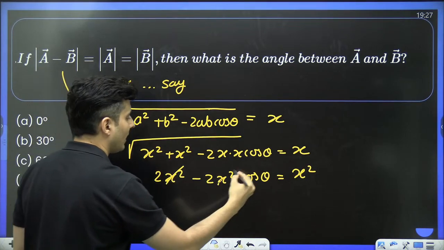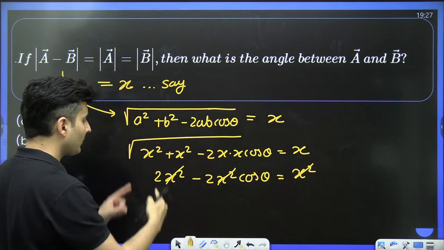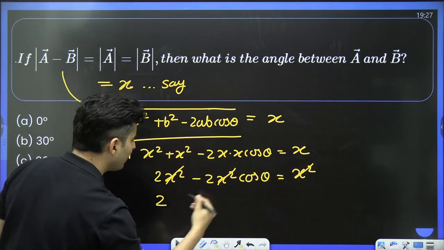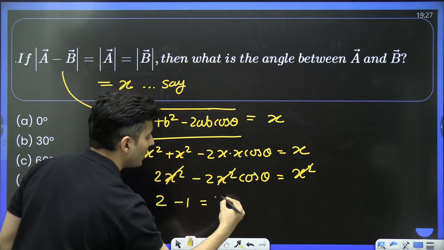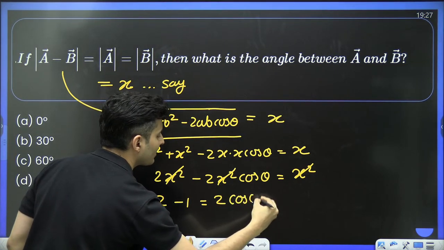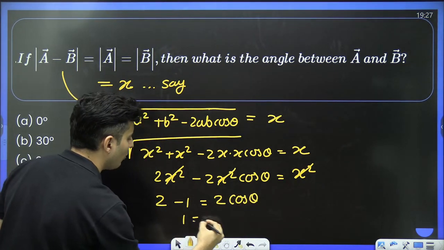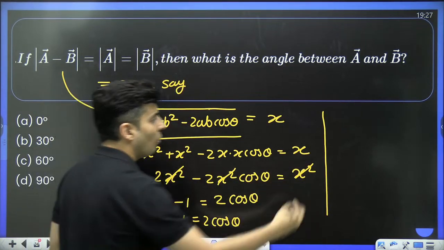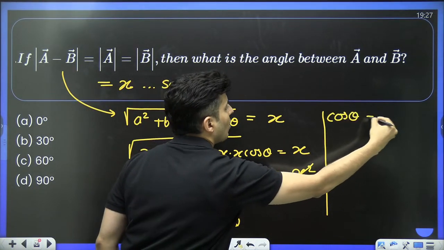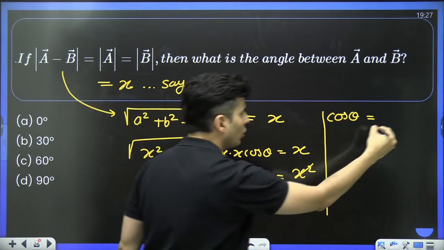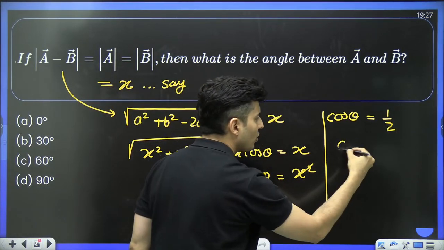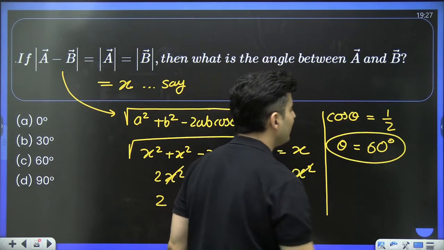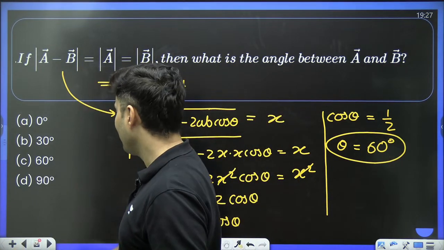Now x square cancels. This is 2, this is minus 2 cos theta, this is 1. So 2, bring that 1 from here, is equal to, take that 2 cos theta over there. 2 minus 1 is 1, so 1 is equal to 2 cos theta. So basically, my dear warriors, what is the value of cos theta? Bring that 2 below. So it is half. So what cos is half? Obviously, 60 degrees. So 60 degrees is the answer. Where is 60 degrees? Option C.